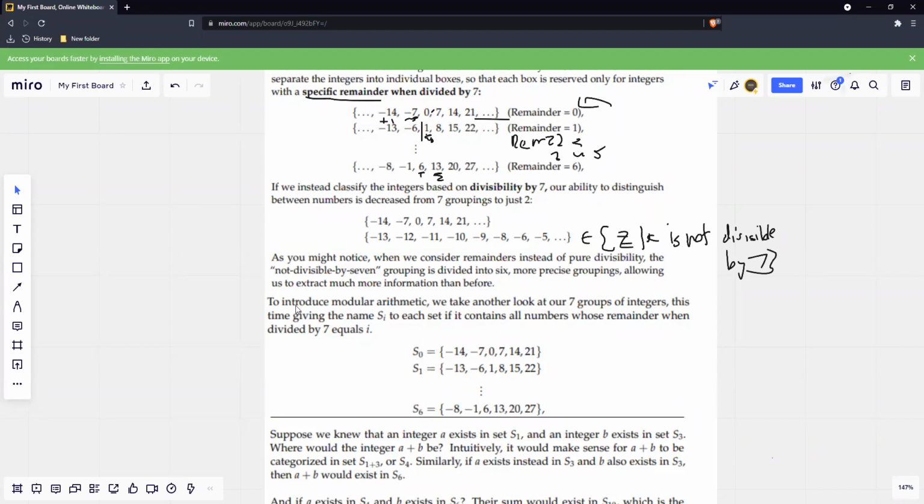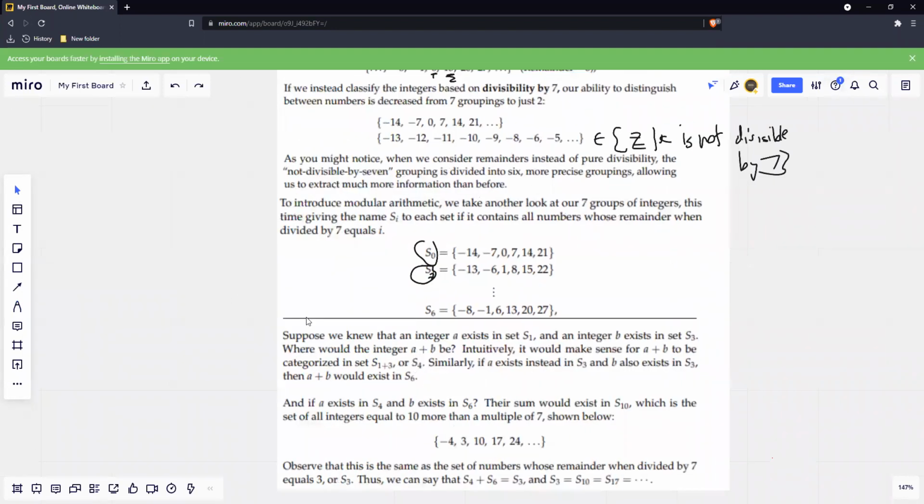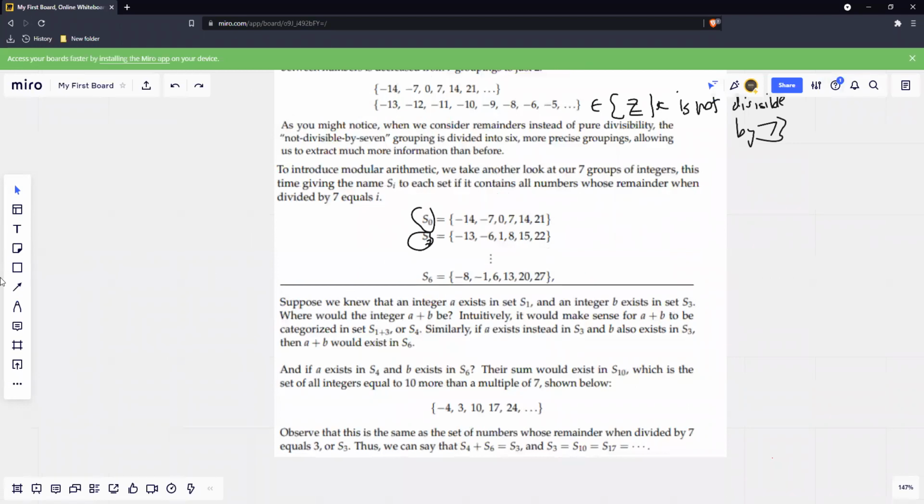So let's save time by giving the sets the name S subscript i. We already learned this notation in the past 2 weeks, but basically this means remainder 0. This means the set of numbers with a remainder of 1 when divided by 7, and same thing like this. Suppose we have an integer a. So we have a variable a that's an integer, and that exists in here. So it's here.